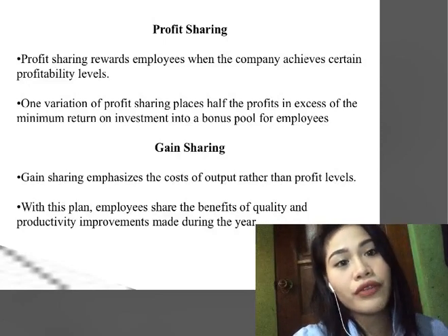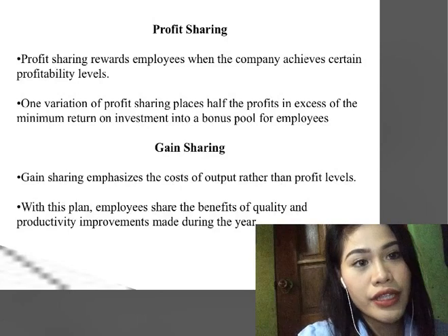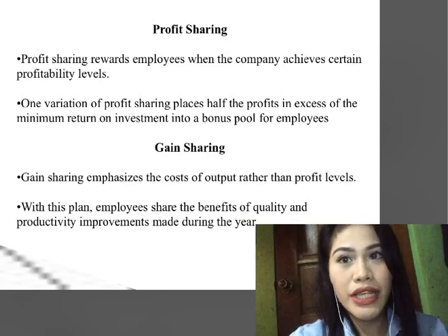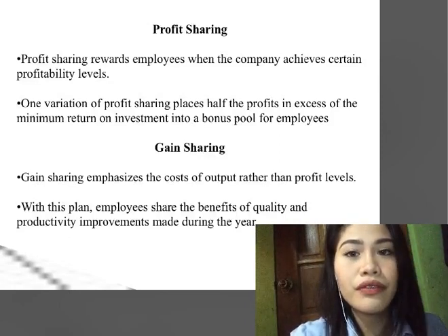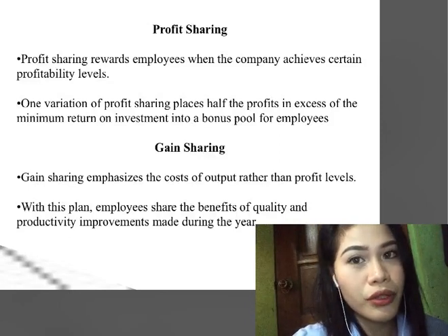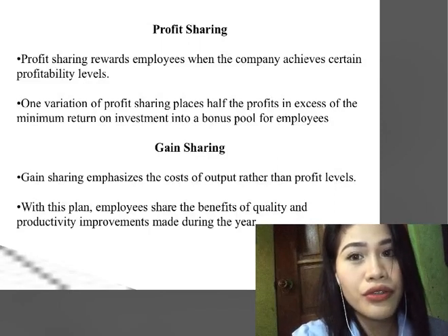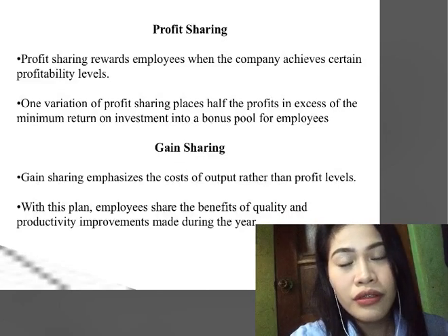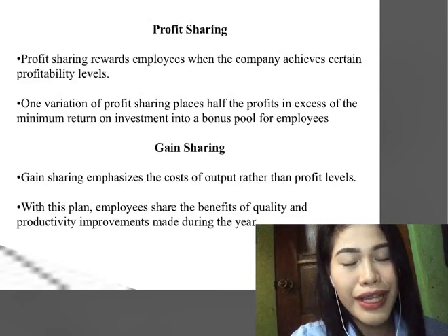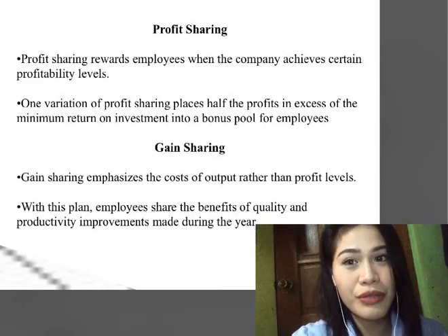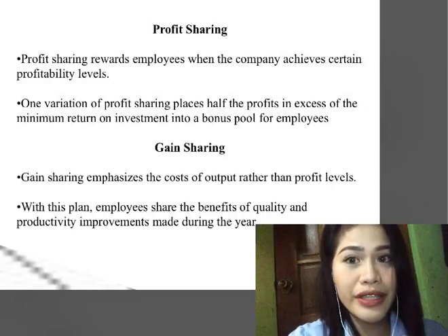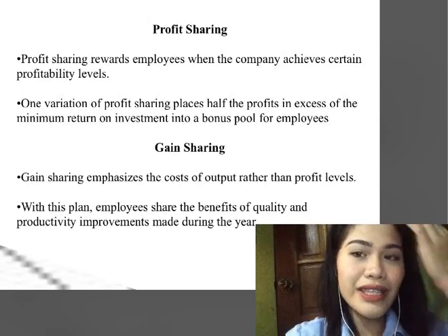One variation of profit sharing places half the profits in excess of the minimum return on investment into a bonus pool for the employees. Individual bonuses can be based on an employee's base pay, on the percentage of time during the past year the employee worked for the company, or on similar arrangements. This may seem like a substantial bonus, but if the company fails to meet its profitability levels, then the bonus is zero.